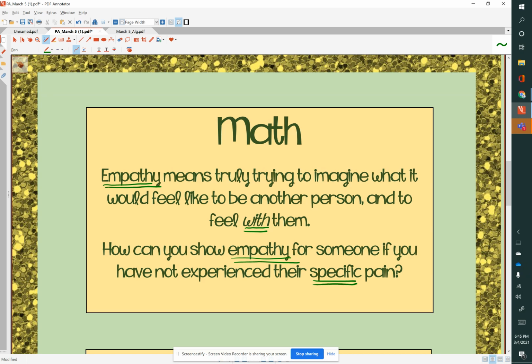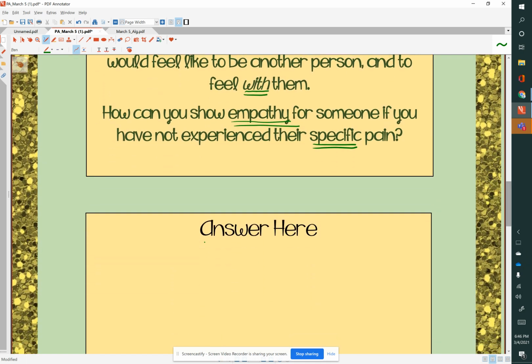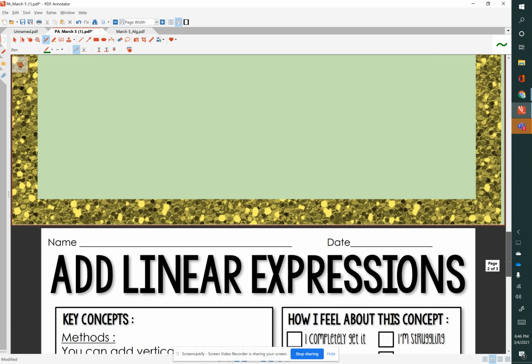So suppose you have a friend who loses a loved one and you've not lost a loved one. How could you show empathy? You'd really have to work hard to be in their shoes and feel their pain. But that's what empathy is. Maybe someone got hurt and broke their leg or something really serious, and you've never had that happen to you. But how could you be empathetic? How could you feel their pain? It takes a lot of compassion to do that. So I'd like you to think about that, and I'd like you to write about that right here. Good job. So let's go forward with our lesson.